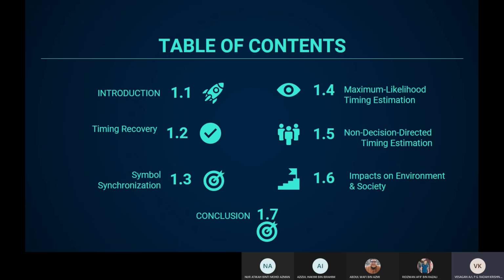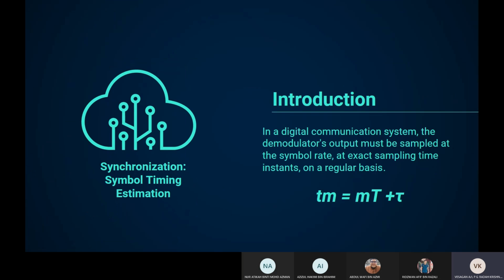So moving on to the first slide, which is an introduction to synchronization. What we would like to tell is a short brief. We know that there are levels of synchronization that are necessary in a complex communication system. In a digital communication system, timing synchronization plays an important role in recovering the original message that has been transmitted. The demodulator's output must be sampled at the symbol rate at exact sampling time instances on a regular basis.